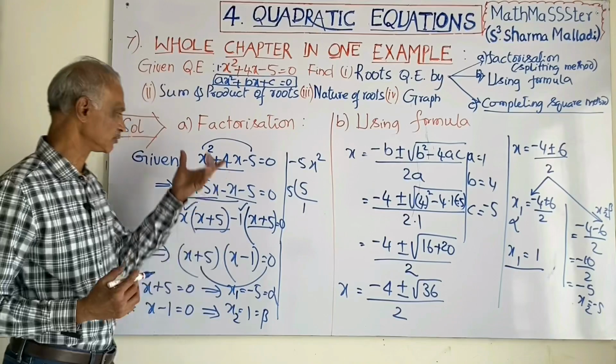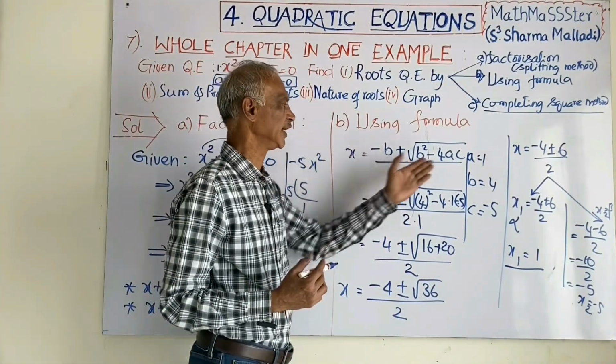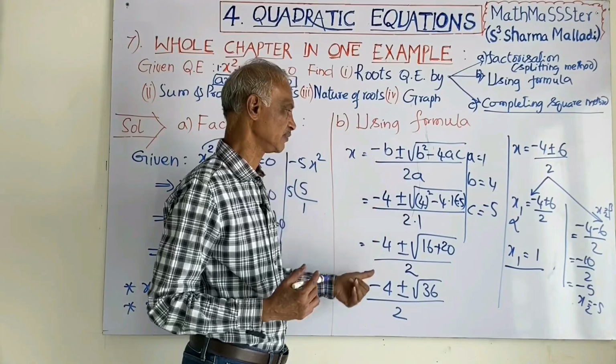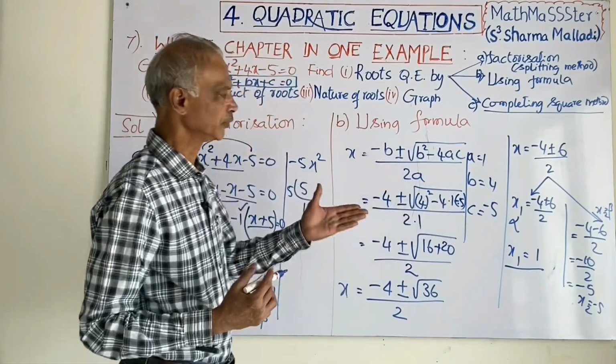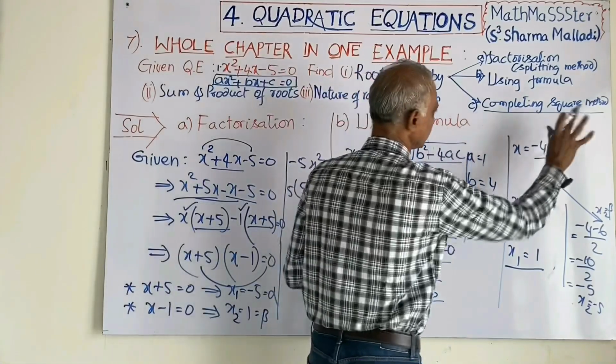Sometimes you don't have time to do factorization. You have to use the formula, write a, b, c and substitute the values. You will get the roots. Like this you have to do. Next you will go to the completing the square method.